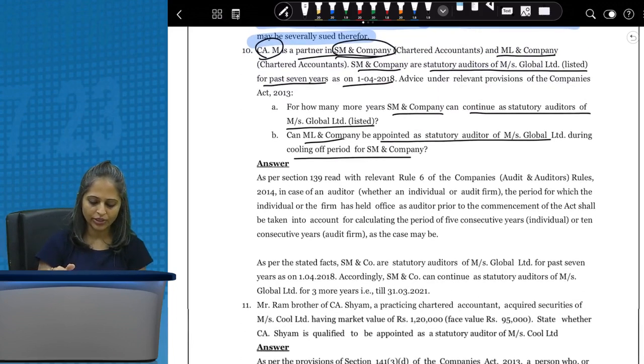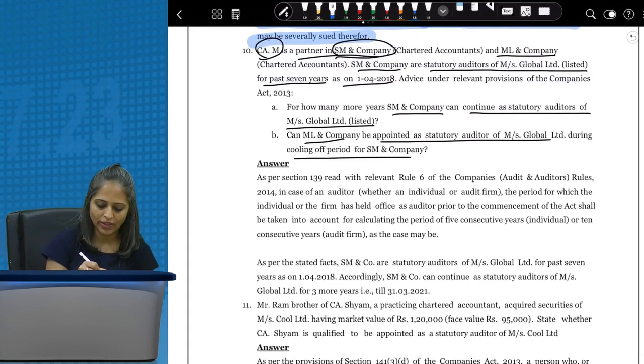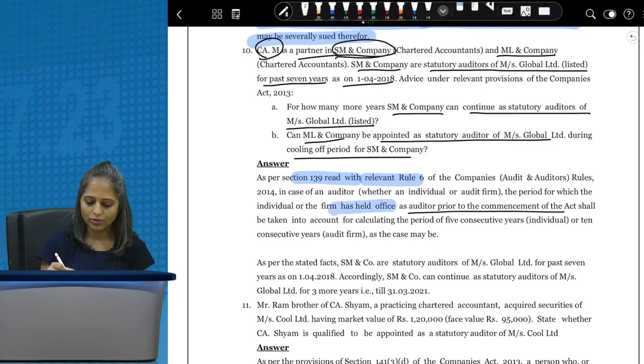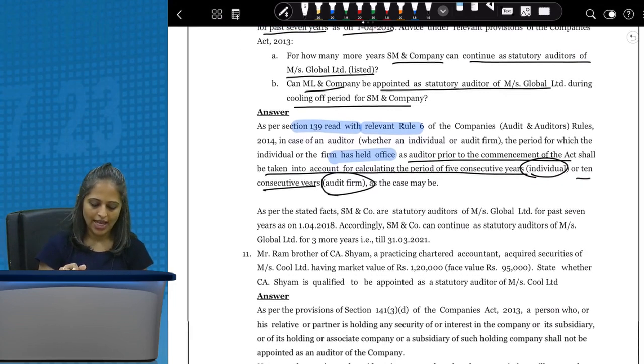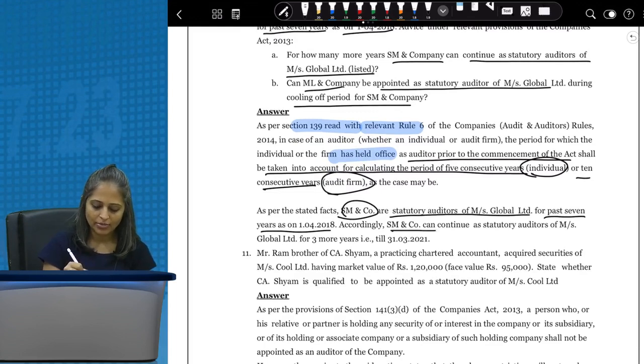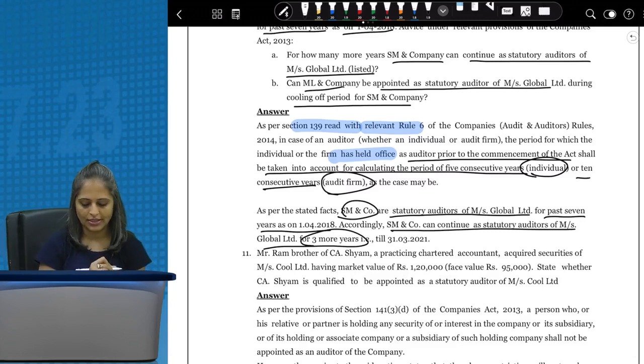Quickly going through the suggested answer. As per section 139, read with relevant rule 6 of the Companies (Audit and Auditors) Rules, in case of an auditor, whether individual or audit firm, the period for which the individual or firm has held office as auditor prior to the commencement of the Act shall be taken into account for calculating the period of 5 consecutive years for an individual and 10 consecutive years for an audit firm, as the case may be. As per the stated facts, SMN and Company are statutory auditors of Messrs Global Limited. Since it's a firm, it has 10 years. For the past 7 years, on 1st April, accordingly, SMN and Company can continue as statutory auditors for 3 more years. And MLN and Company, since they share the common partner, cannot be appointed as a statutory auditor in the cooling off period.